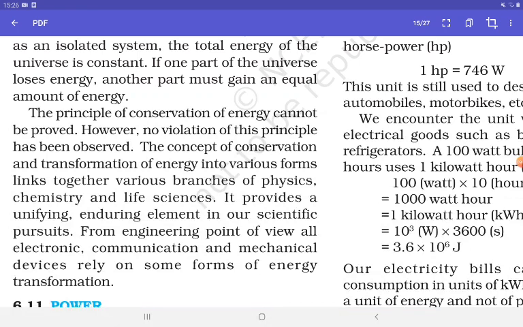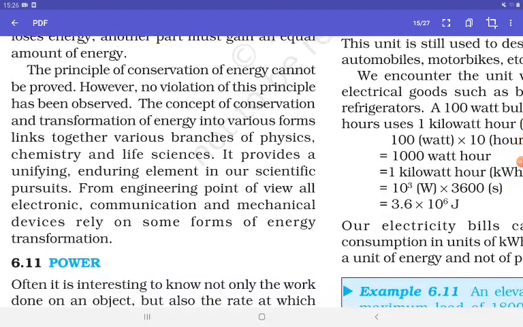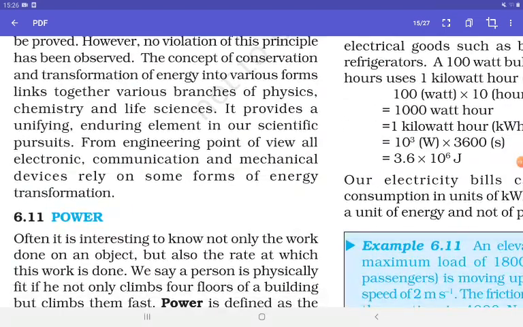The concept of conservation and transformation of energy into various forms brings together various branches of physics, chemistry, and life science. It provides a unifying, enduring element in our scientific pursuits. From an engineering point of view, all electronic communication and mechanical devices rely on some forms of energy transformation.